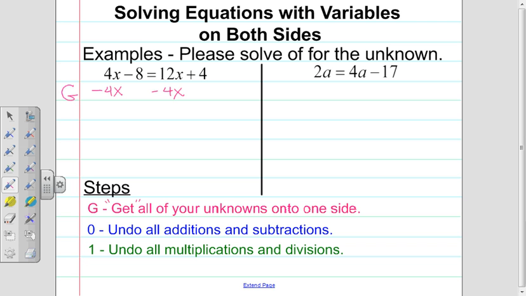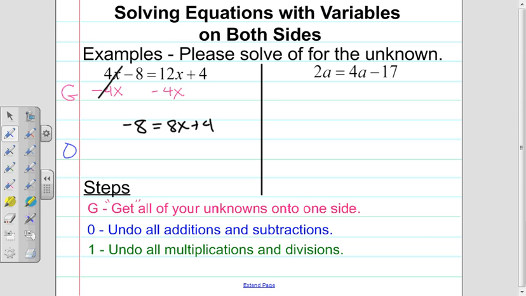So what I'll do here, in appropriate writing left to right fashion, I will say 4x minus 4x cancels, bring down my negative 8, bring down my equals, 12x minus 4x is 8x, and bring down my plus 4. Okay, now from there, I'm going to look to undo all of my additions and subtractions, which is given by this step I call 0.